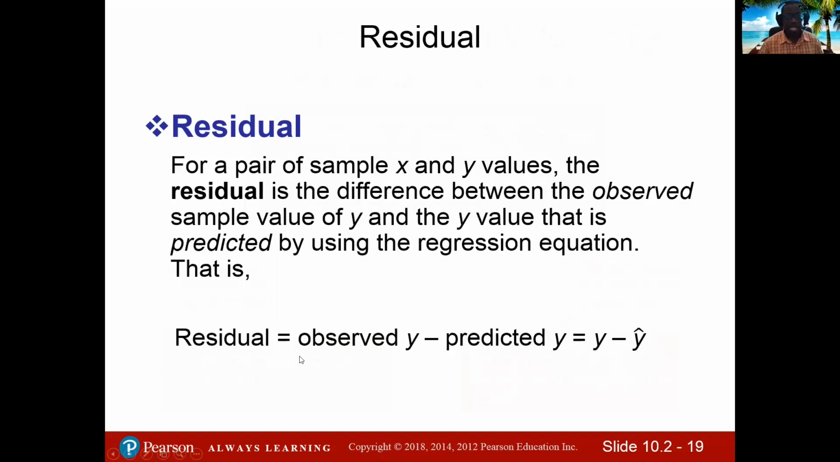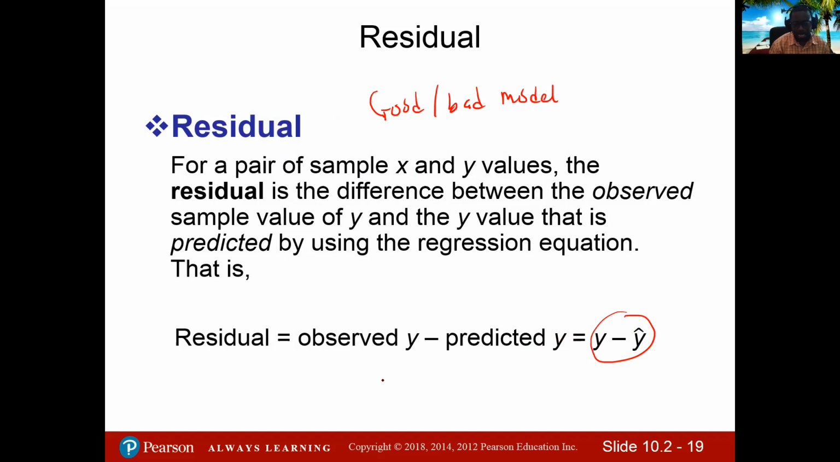Okay. Then we can also use the residuals to determine whether we have a good model or a bad model. If it's a good model, then the residual should show certain things. The residual is the observed y minus the predicted value. So this is your residual: y minus y hat.